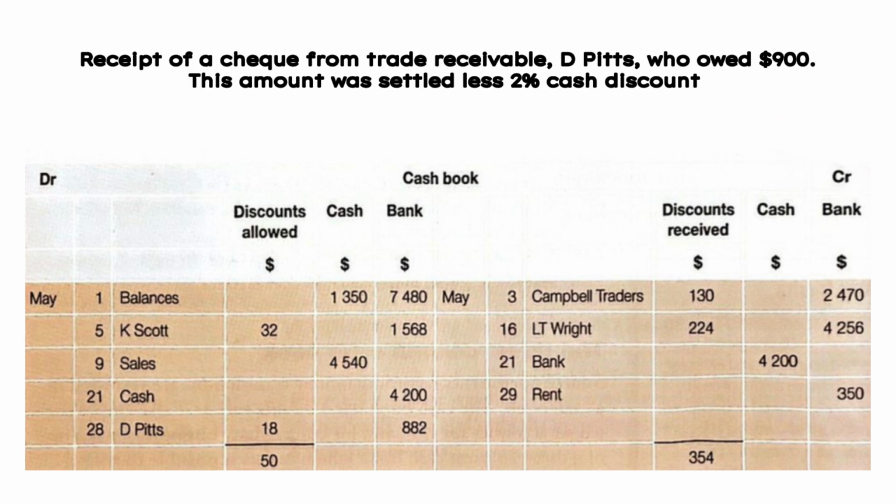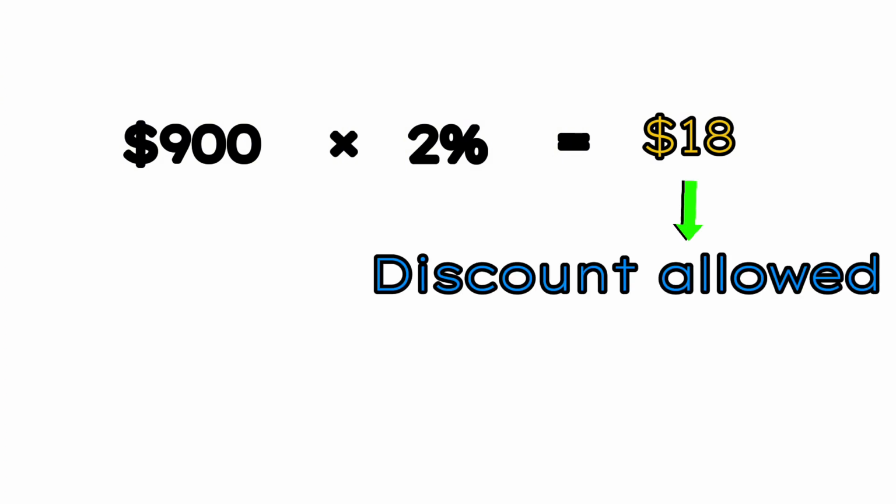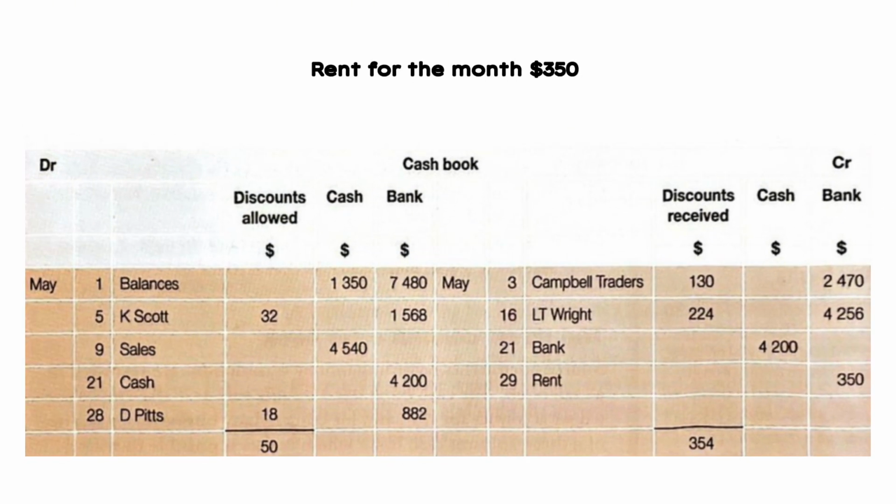For May 28th, Robin received a check from PTES of $900 and settled with a 2% cash discount. This will be recorded on the left side of the cash book titled PTES. $900 times 2% equals $18, which will be recorded under the discount allowed column, and $882 under the bank column. Lastly, on 29th May, Robin paid rent of $350 by check, which will be recorded on the right side of the cash book titled Rent and recorded under the bank column.